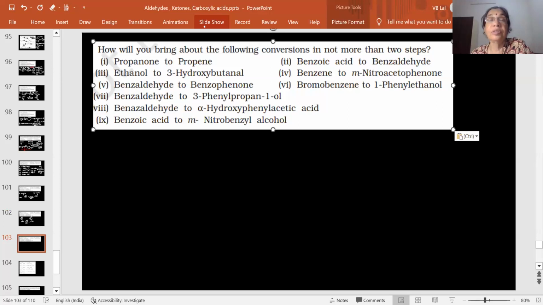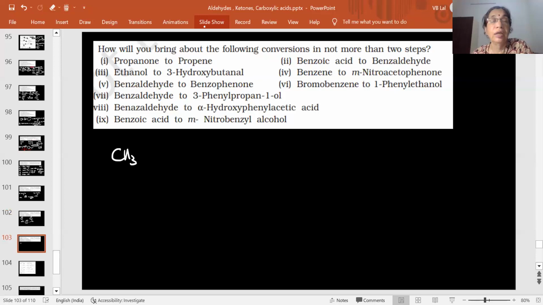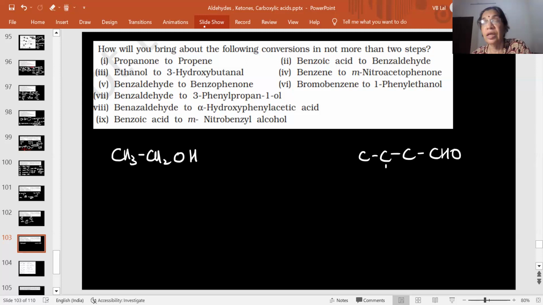Now next one I will not say. Somebody else has to. Ethanol to 3-hydroxybutanal. This is ethanol, and I have to make from here 3-hydroxybutanal. So this is butanal and this is 3-hydroxy, CH3, CH, CH2, CHO. How will I make this? Anybody has any idea? Just think. What I have got here is aldol. To make it easier, one hint only.